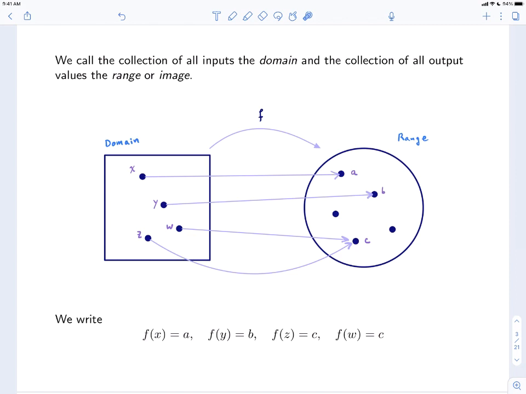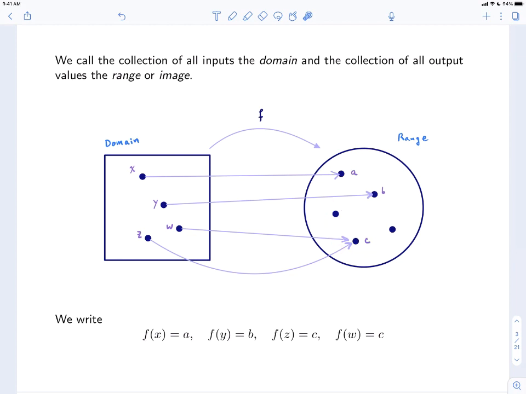We've labeled some of the points in the domain x, y, z, and w. Our function is called f, and as you can see, we have an arrow going from the domain to the range. f takes points in the domain and sends them to, or maps them to, these points in the range. So x is mapped to A, y is sent to B, z is sent to C, and w is also sent to C. So it's okay if two points in the domain go to the same point in the range.